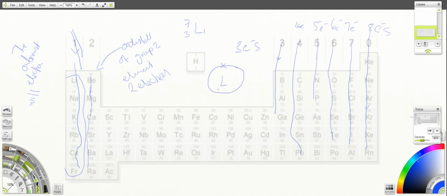I've got 2 on the inside. We've already covered this last video. And I've got 1 electron on the outermost shell. Now you can take any of these in group 1, and on the outermost shell there'll always be 1. Now let's prove this with neon.